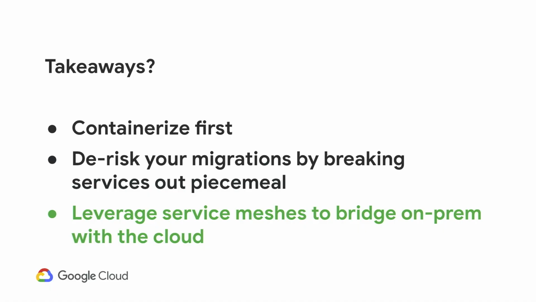So takeaways, containerize first. Definitely recommend that. So that'd be, again, Migrate for Anthos as a great first start, and maybe if you have some Windows apps or things like that that can't fit into that today, there's a process to iteratively break that out yourself. De-risk your migrations by breaking them out piecemeal and having a plan for each piece, right? Having a plan that involves the network so you can make those changes quickly, roll back those changes, and critically monitor error rates, trace where traffic's going, trace the performance of your newly containerized and broken out applications, and leverage service meshes to bridge on-prem with the cloud.